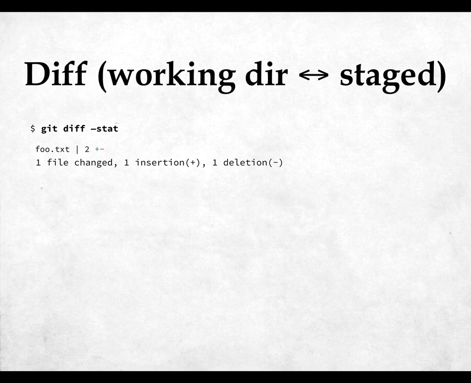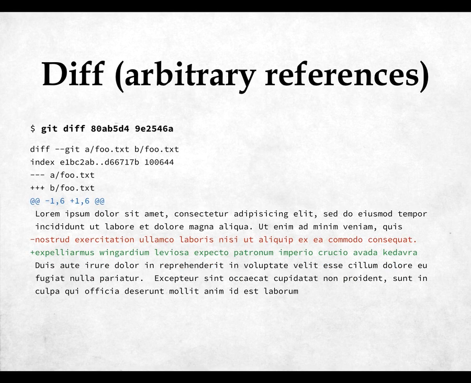You can also give it any arbitrary points that you want to diff between. So in this case, we pick 2 commits and say what's changed between that commit and that commit. When we get onto branches later, you can do the same thing between branches, tags, whatever you like.